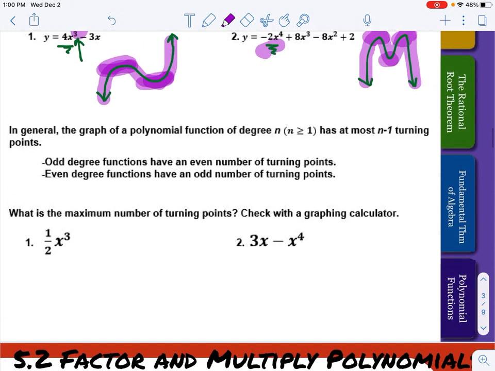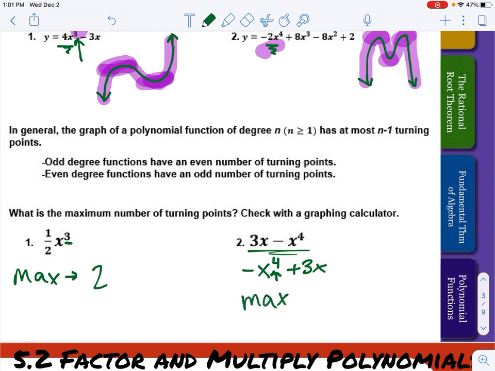So what is the maximum number of turning points? The max number here is just the degree minus 1. So 2, same thing here. Make sure to put this in standard form. Negative x to the 4th plus 3x. So we're actually looking at the 4. The max number is 3 turning points. Now, the maximum number is helpful, but is not actually necessarily always true.